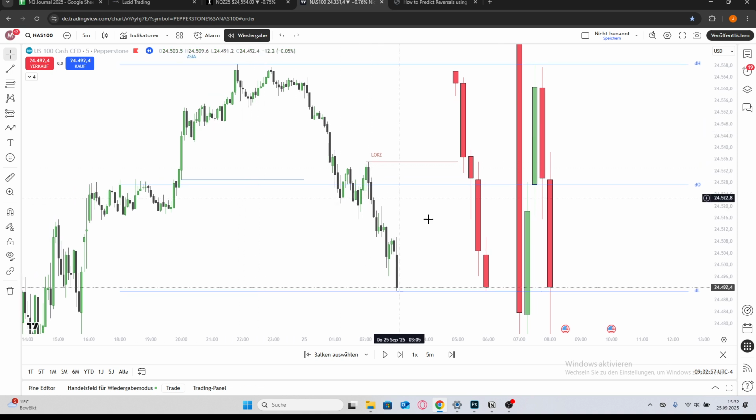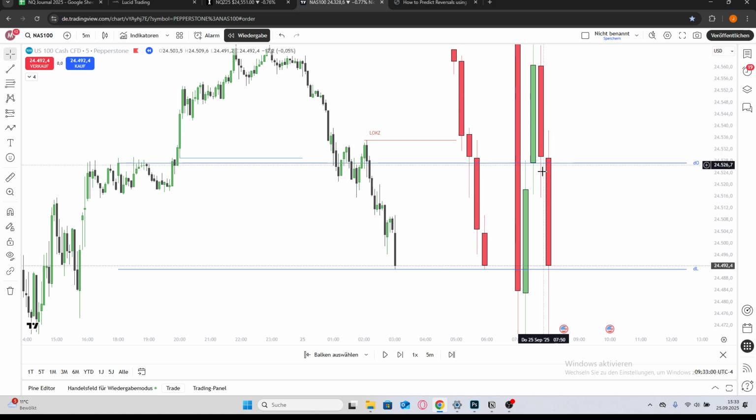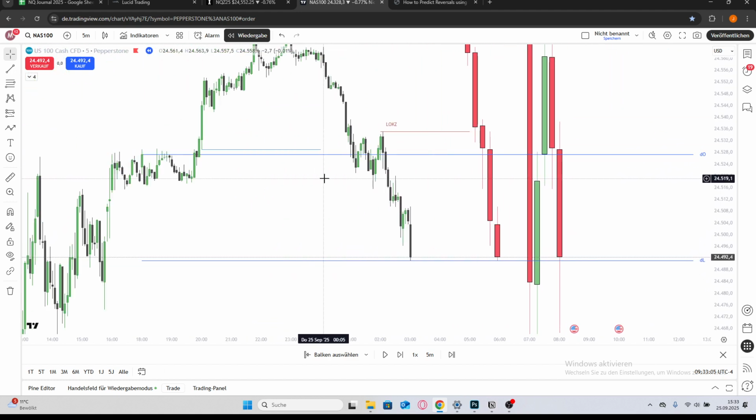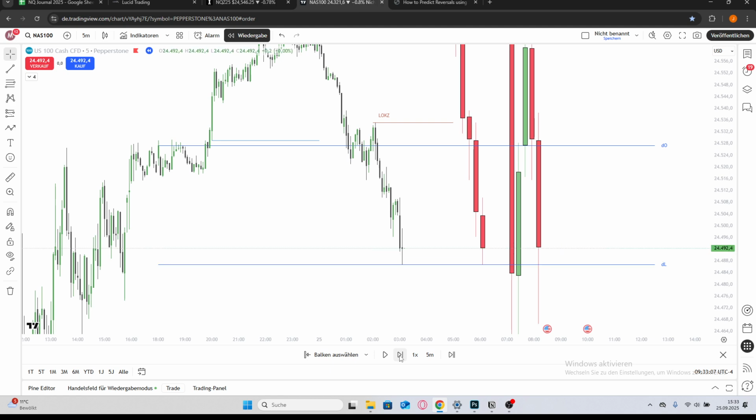But so we had a London open here. You can see here the hourly candles. This is the 4-hour chart here. And all right. And now let's continue.